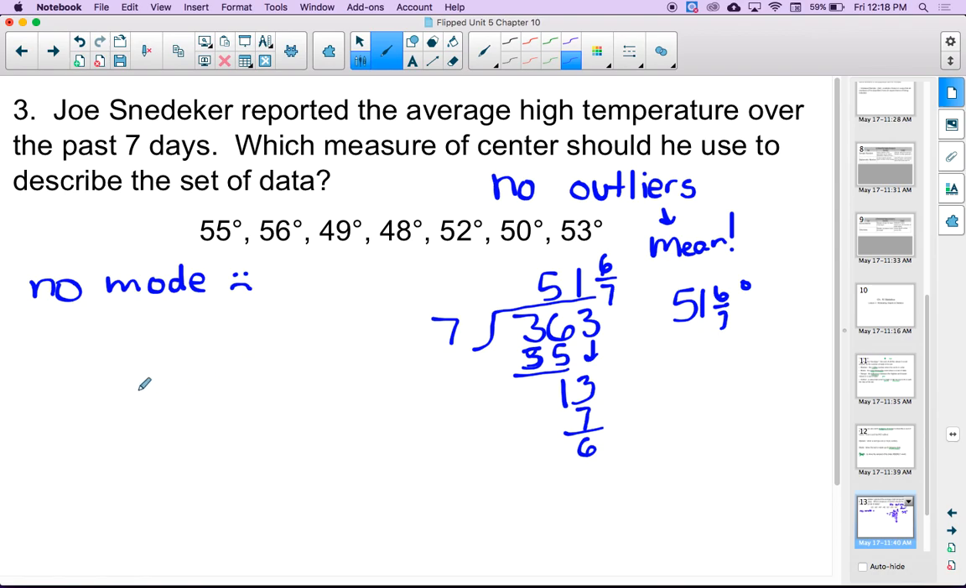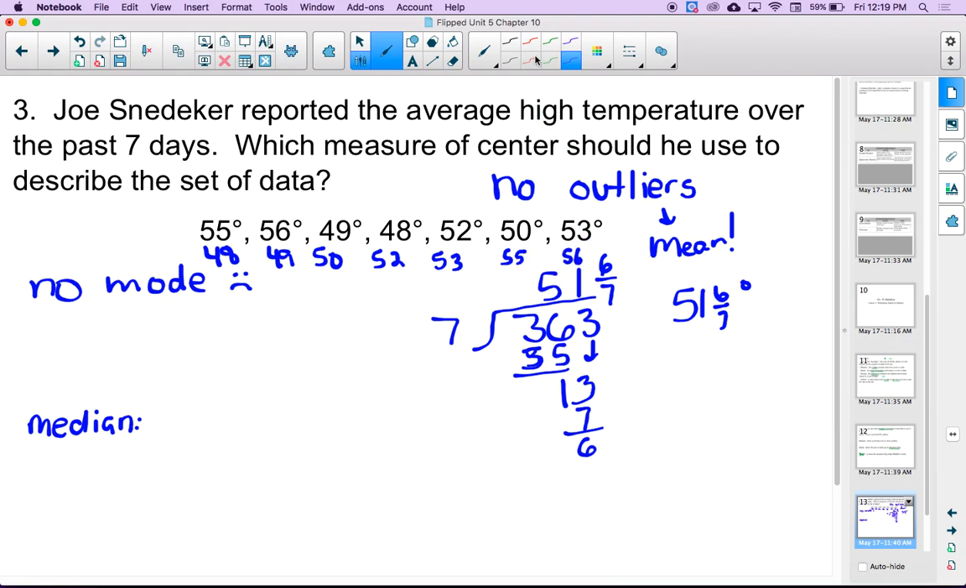Just for fun, let's also do the median, just to remember how to solve for median, in case you don't remember. So remember the median, the first thing we have to do is put our data in order. So our smallest number is 48. Then we have 49. And then 50, 52, 53, 55, and 56.